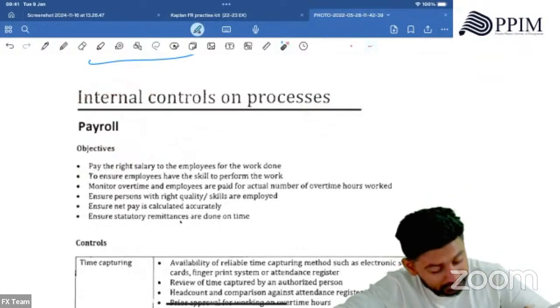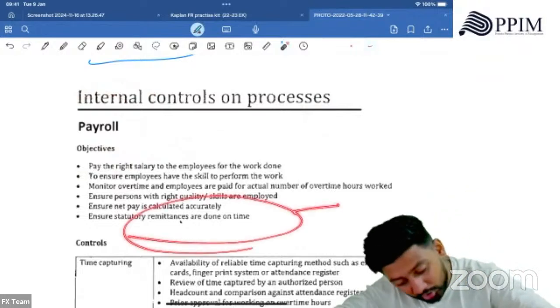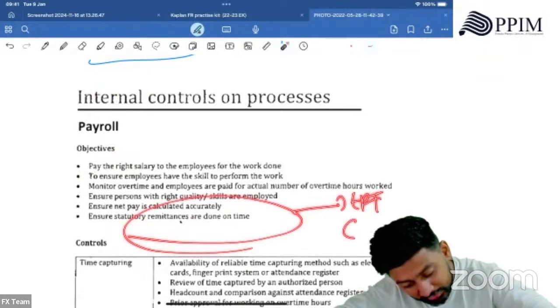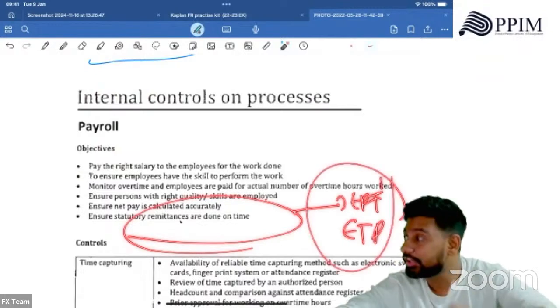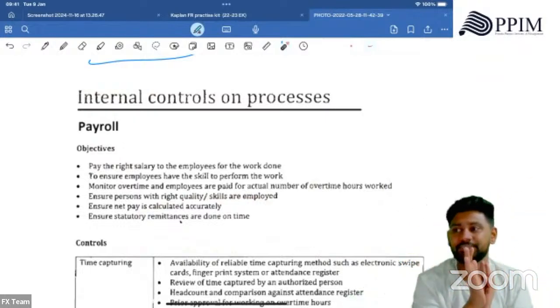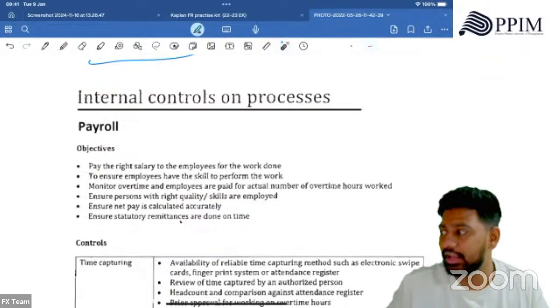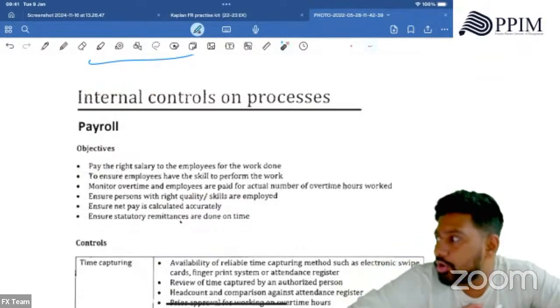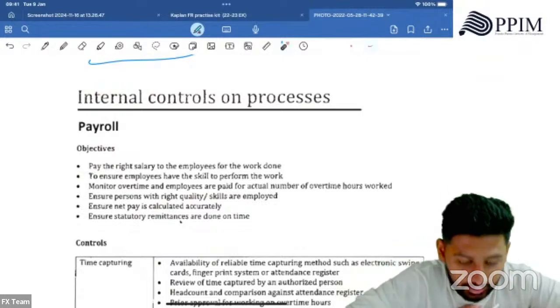Ensure statutory remittances are done on time. Your EPF, your ETF, all those are statutory deductions, your pensions and everything. You need to make sure that you have a system where the payroll system identifies it and makes the payment properly on time. Are we clear?